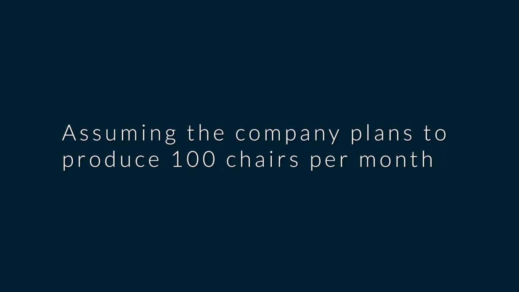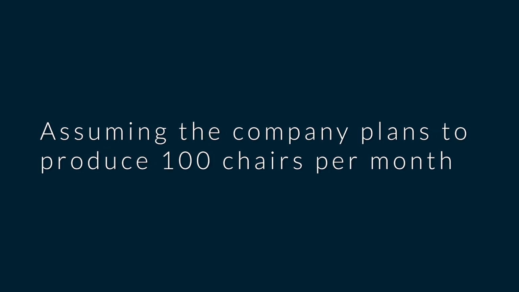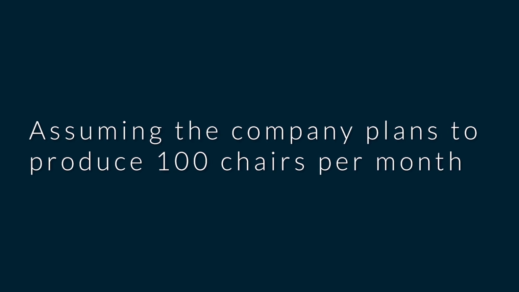Now, that is to make one chair. But the question is, how many chairs are we making? Because we need to find our total variable cost. This is the variable cost per chair, but what about for all those chairs? Let's assume we are producing 100 chairs per month. With that in mind, we need to determine the total cost, figure out our margin, add that to the total cost, and then divide it by the number of chairs we are producing, and then we get our price per chair.